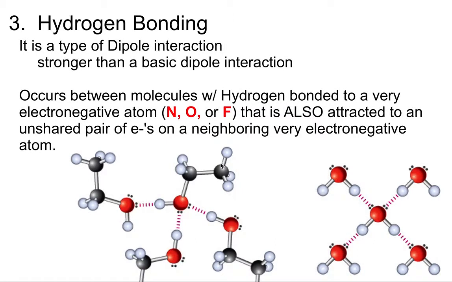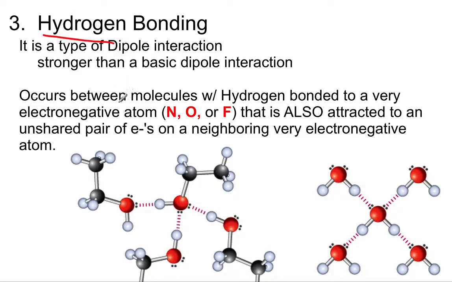Now, the third type of hydrogen bonding is actually a type of dipole interaction. But because it's such a big deal, we're just going to treat it as its own little category here. So number three, the third type of intermolecular forces, hydrogen bonding. So guess what element it involves?